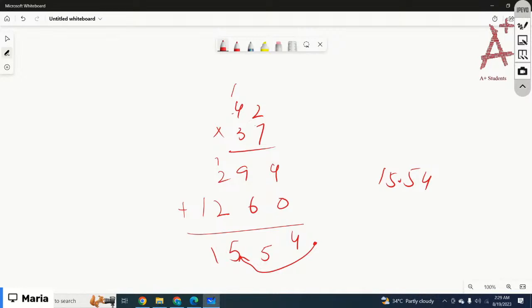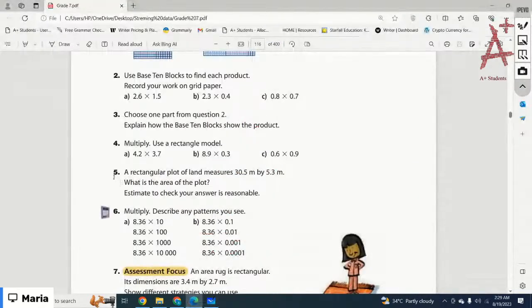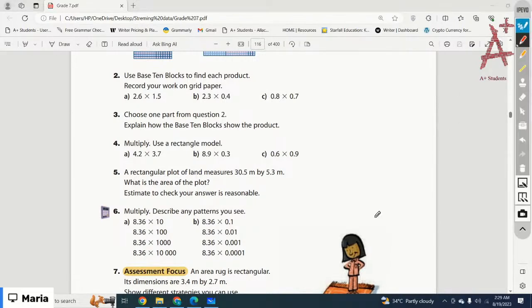Okay, so that's how you multiply decimals. Okay, let's just start with question number 6. Multiply, describe the pattern you see. Let's start with multiply. You have to multiply 8.36 times 10, right? You move the decimal point from here to here. Let me just write it down on the board so that I can explain easily.